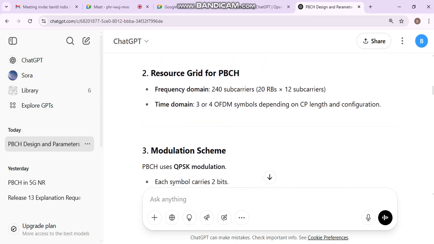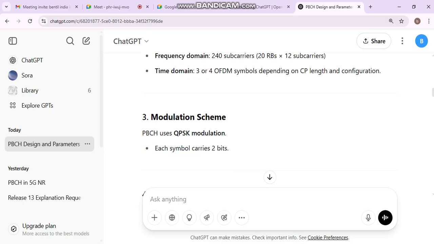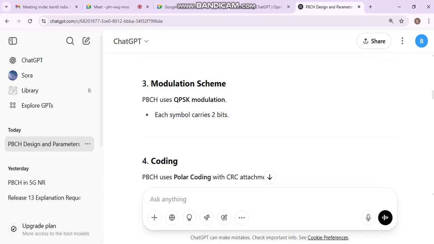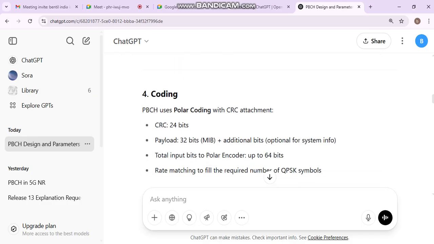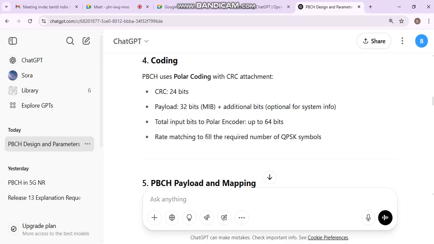Resource grid for PBCH: frequency domain, 240 subcarriers, 20 resource blocks times 12 subcarriers. Time domain, 3 or 4 OFDM symbols depending on cyclic prefix length and configuration. Modulation scheme: PBCH uses QPSK modulation. Each symbol carries 2 bits. Coding: PBCH uses polar coding with CRC attachment.